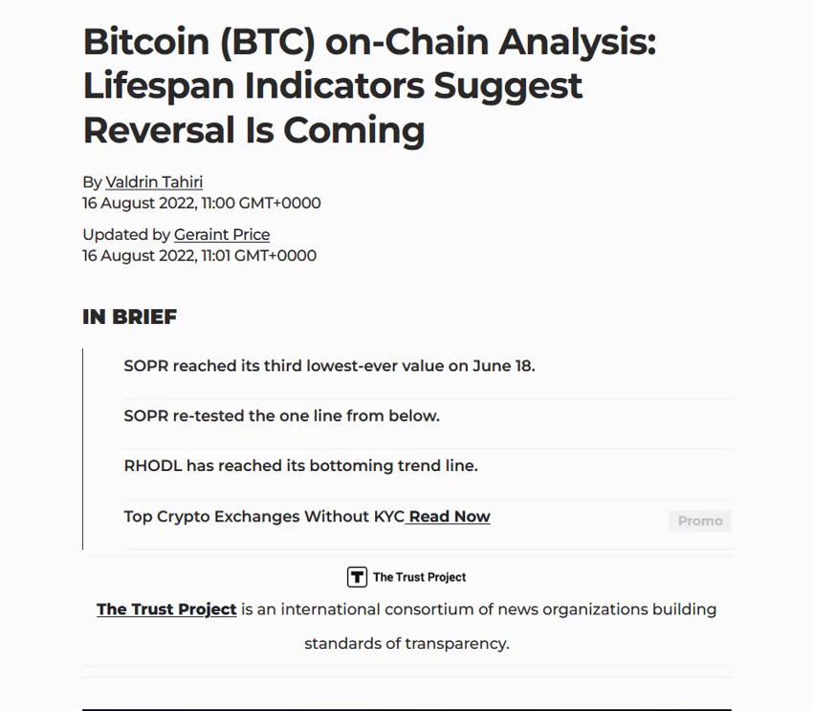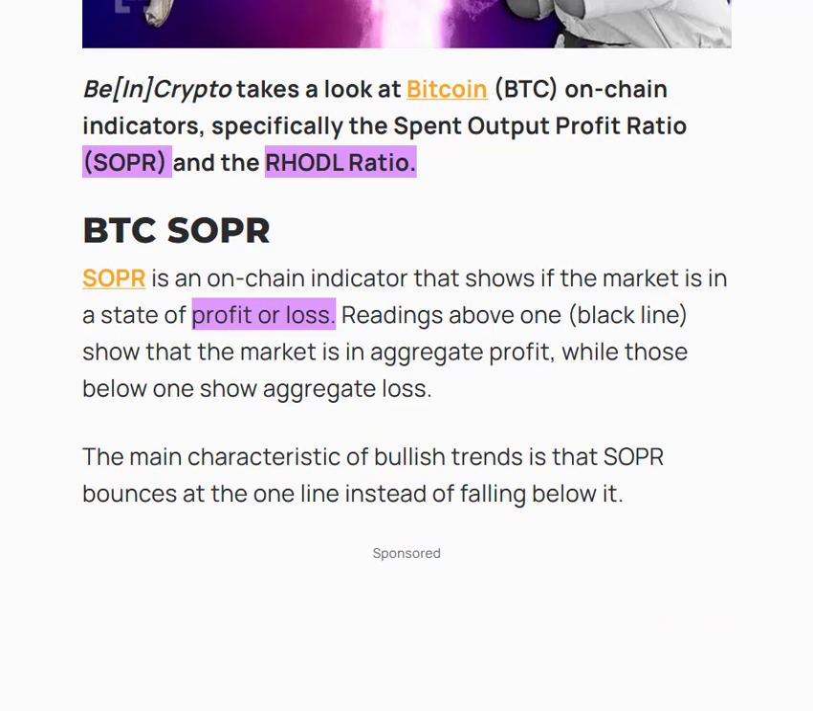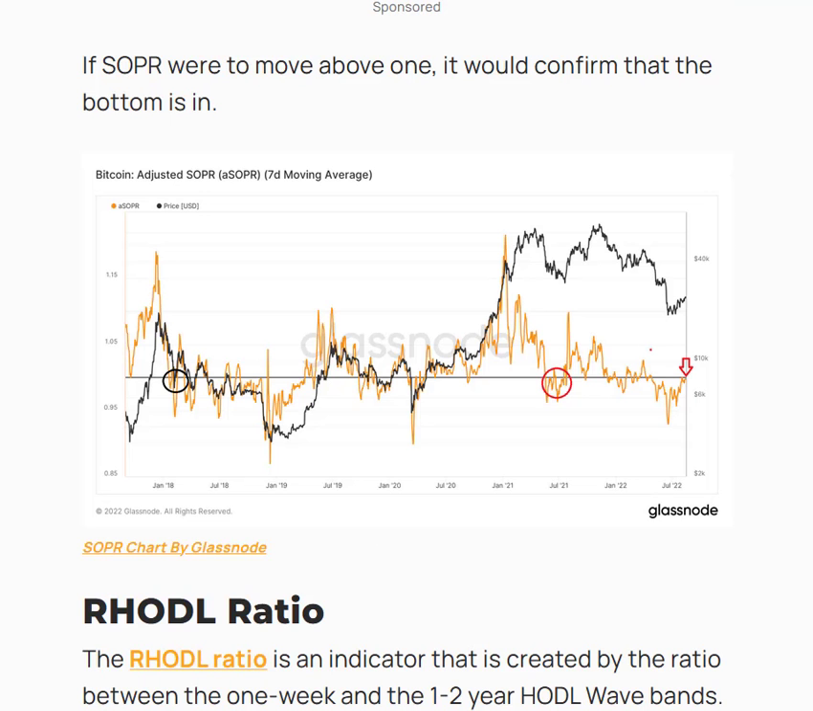Let's start with Bitcoin. Is a Bitcoin reversal coming? Today I'm gonna be looking at two on-chain indicators, the Spent Output Profit Ratio, SOPR, and the RHollow Ratio. Let's first take a look at the SOPR indicator.